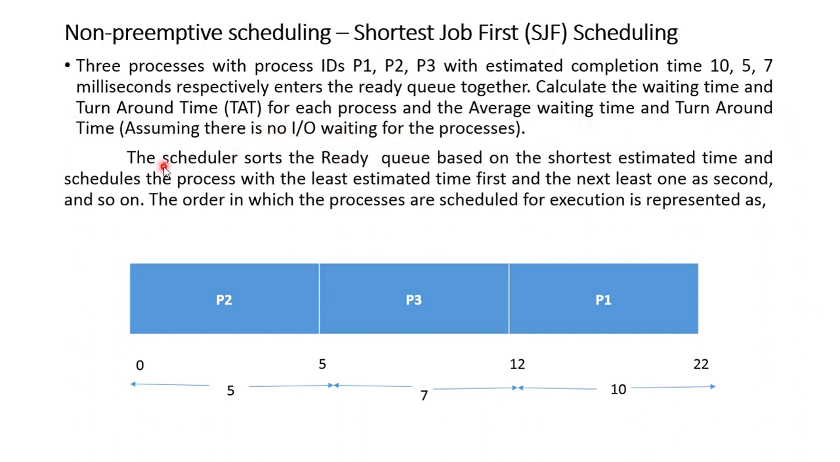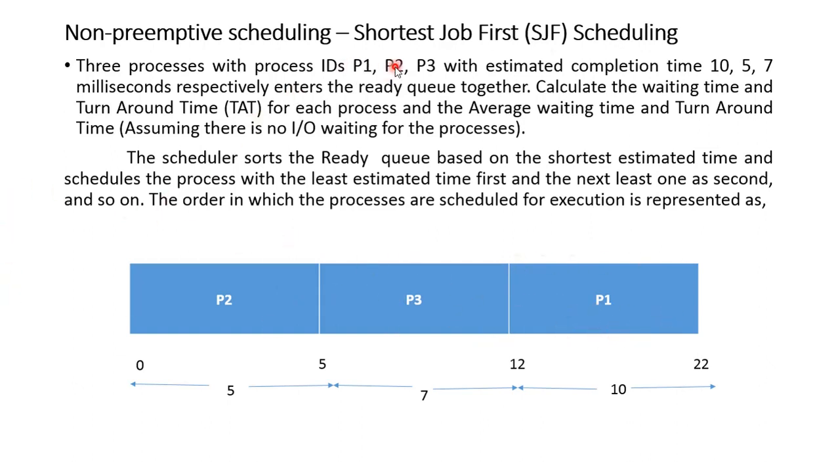Here the scheduler sorts the ready queue based on the shortest estimated time and schedules the process with the least estimated time first, the next least one second, and so on. The scheduler schedules the process with the least estimated time first, and the second will be the process having the next least execution time, and so on. The order in which the processes are scheduled for execution is P2, P3, P1. This is how they are scheduled.